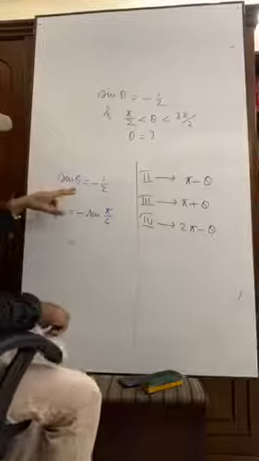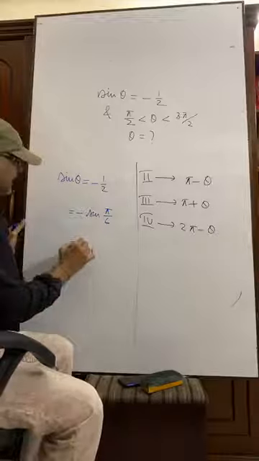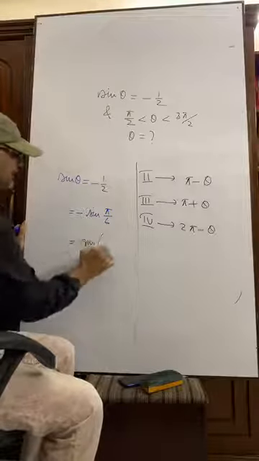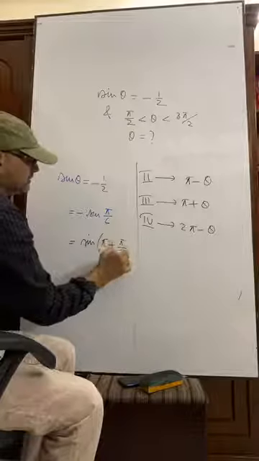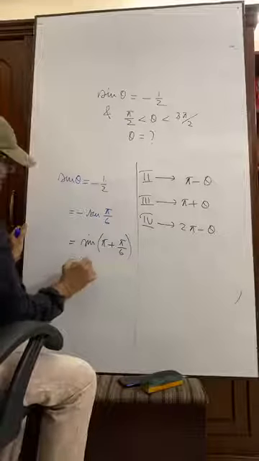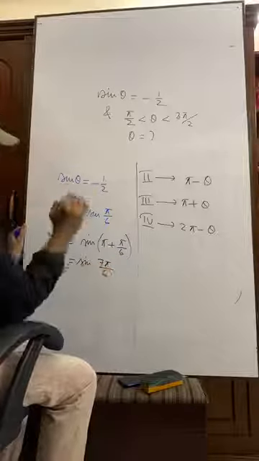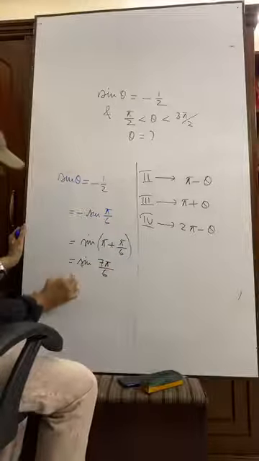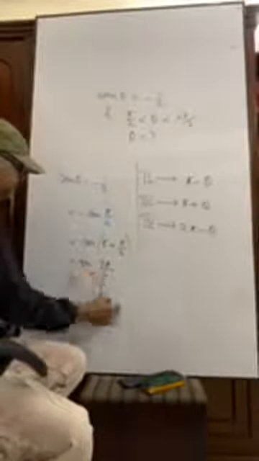So, our angle lies in the third quadrant. What is the formula? Pi plus theta. So, we'll write sine pi plus theta. Pi, what is the theta? Pi plus pi by 6. Okay. So, we can write here sine 7 pi by 6. Okay. So, theta equals to 7 pi by 6. So, it is the answer. Theta equals to 7 pi by 6. It is the answer. Okay.